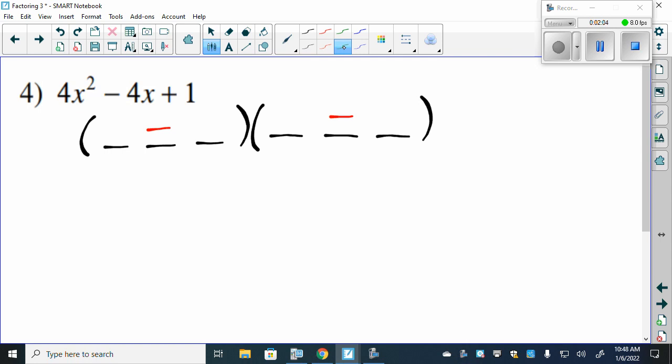And then we need to find the factors of the first and third term. Well, our first term is 4x squared and our third term is 1. Now the factors of x squared are going to be x and x. And then we need to look at the factors of 4. Well, 4 is 1 and 4, or 2 and 2. Which one do we want to try first? 2 and 2.